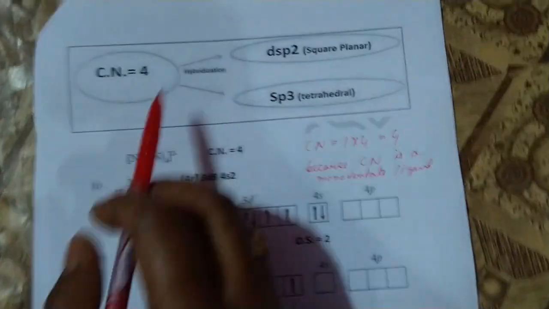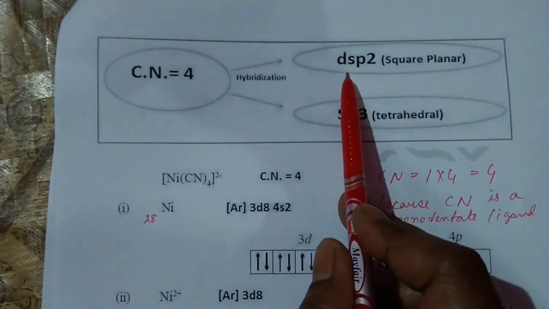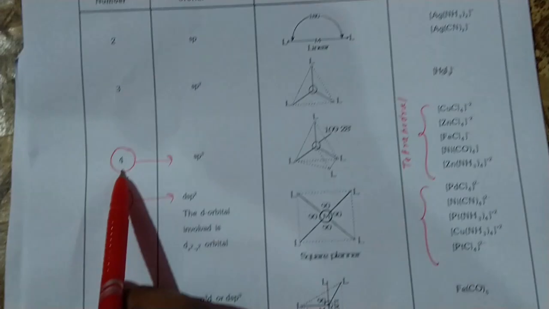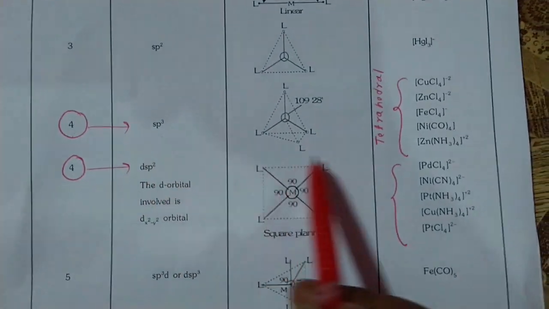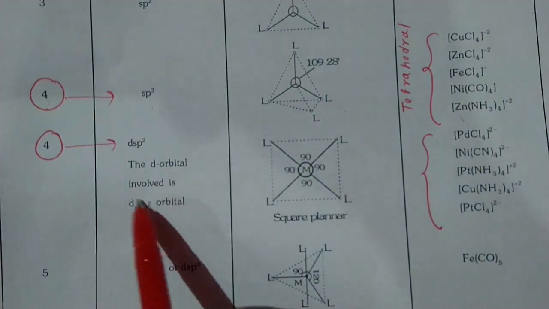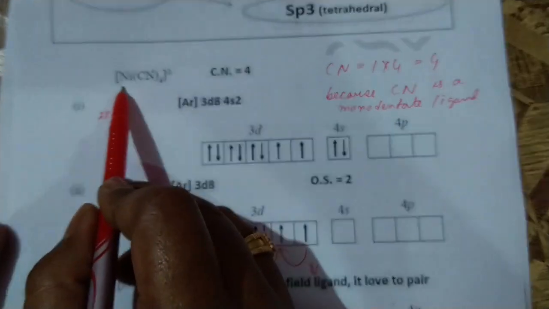Now the second part: if we have coordination number 4, there are 2 possibilities, one is dsp2 and the other is sp3. sp3 is tetrahedral in nature, and dsp2 is square planar. I have given a few examples. So guys, let's take an example.